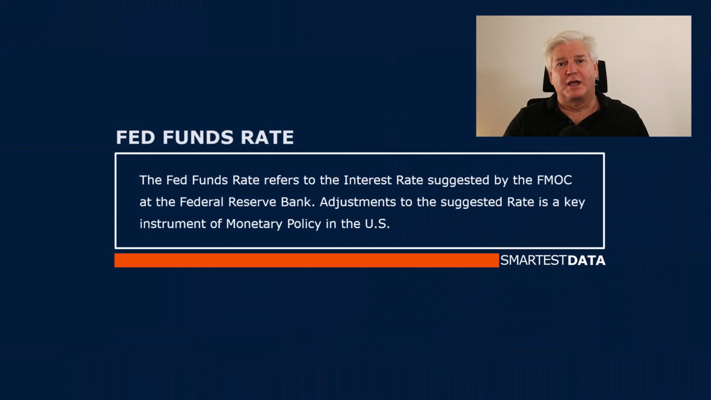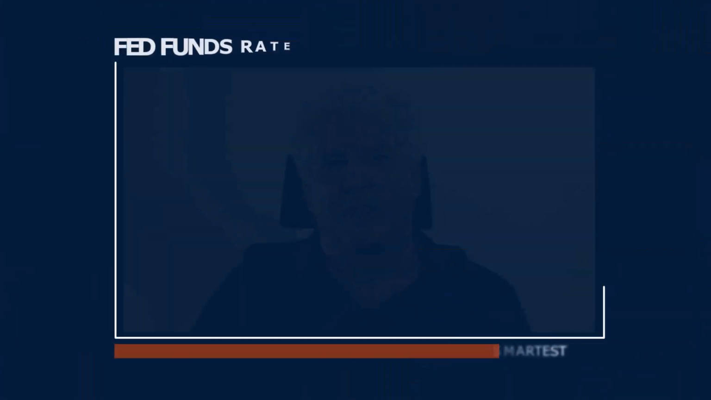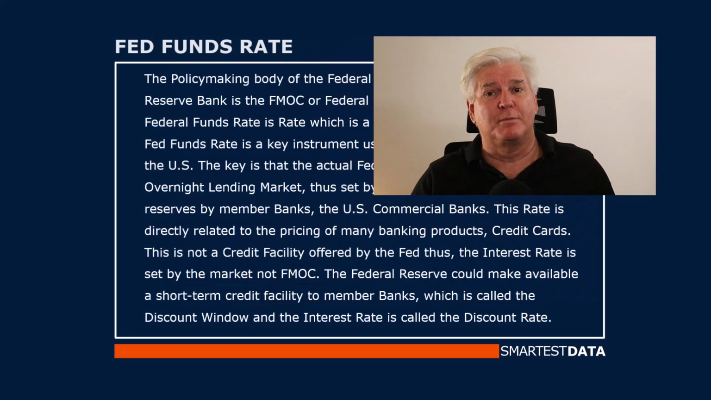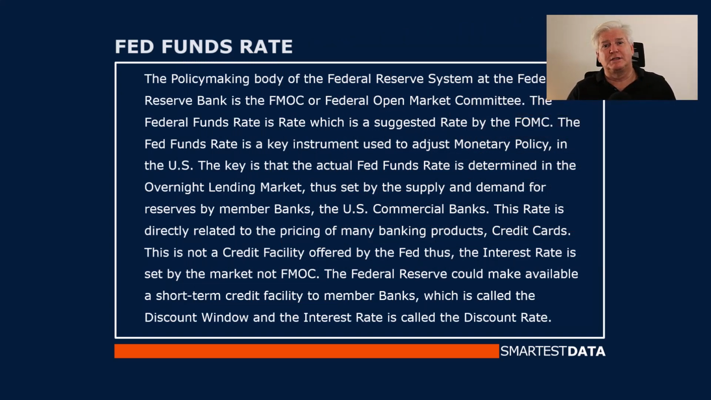The Fed funds rate refers to the interest rate suggested by the FOMC at the Federal Reserve. Adjustments to the suggested rate is a key instrument of monetary policy in the US. The policy-making body of the Federal Reserve System at the Federal Reserve Bank is the FOMC, or Federal Open Market Committee. The Fed funds rate is a rate which is a suggested rate by the FOMC. The Fed funds rate is a key instrument used to adjust monetary policy in the US.